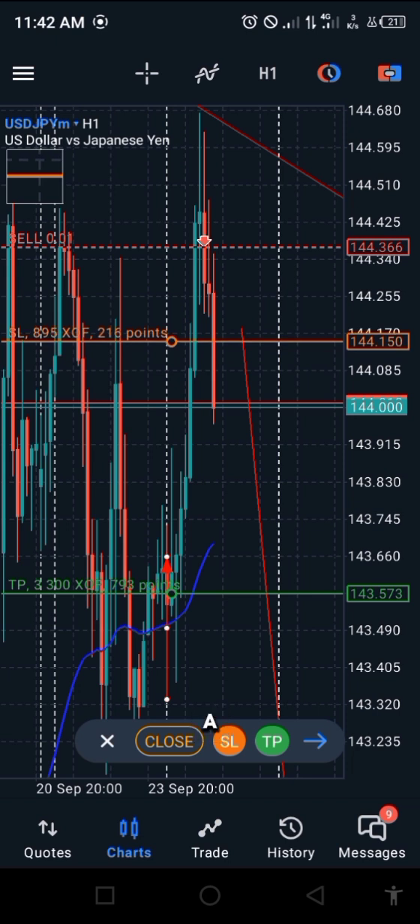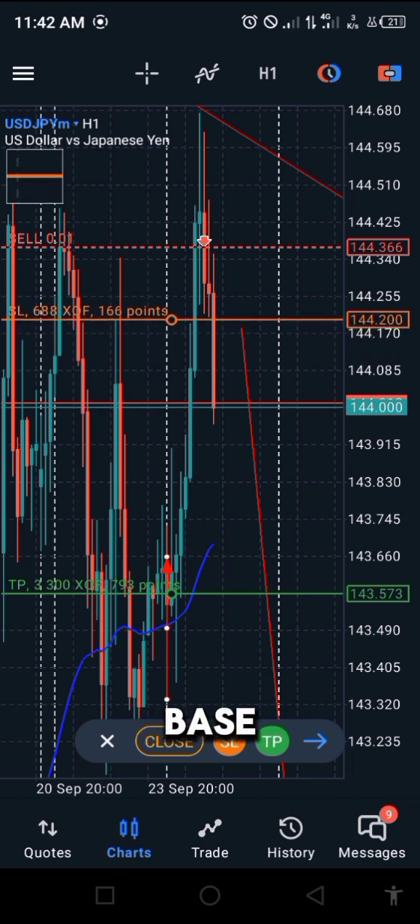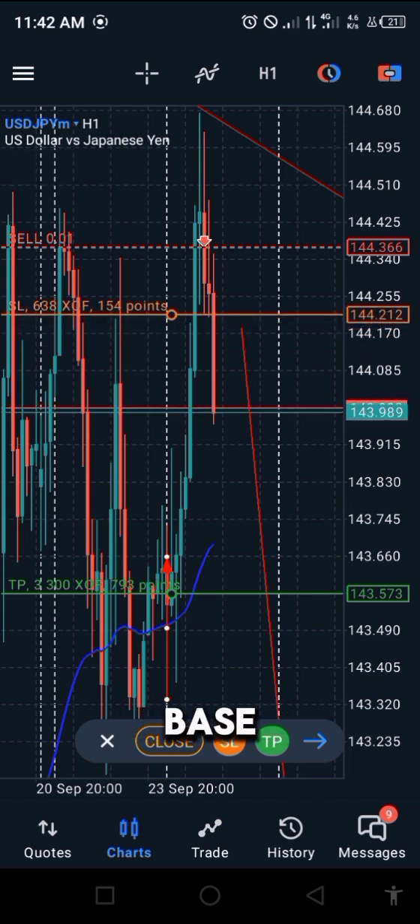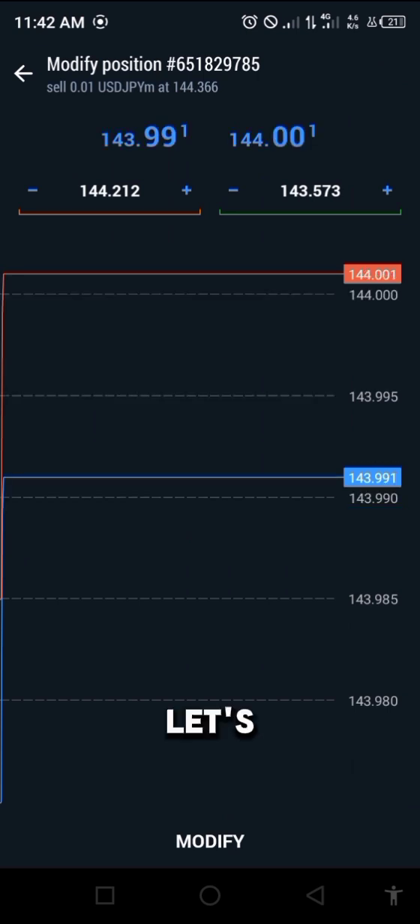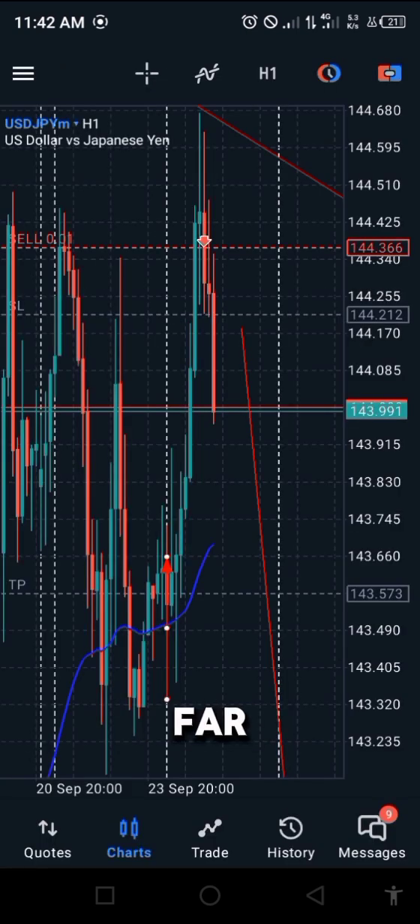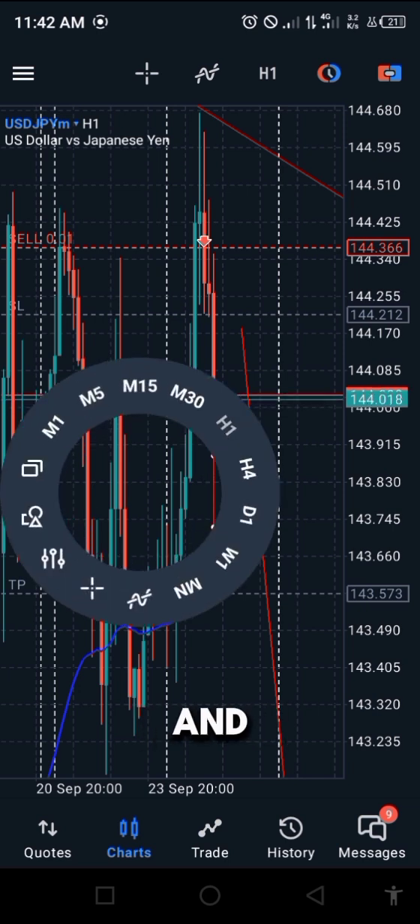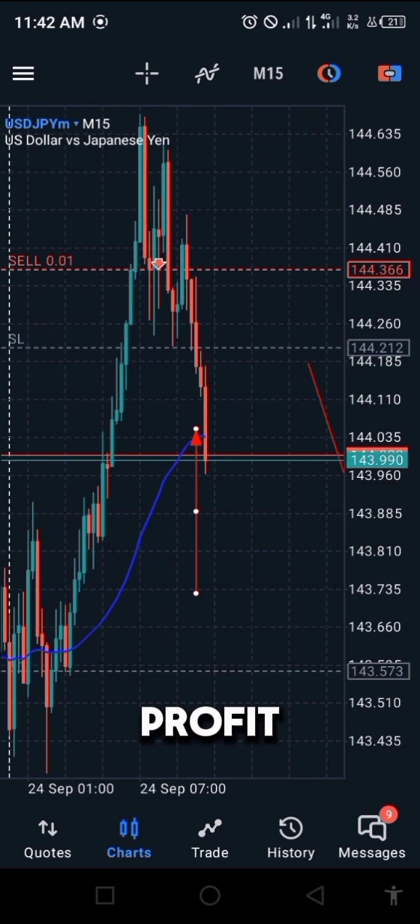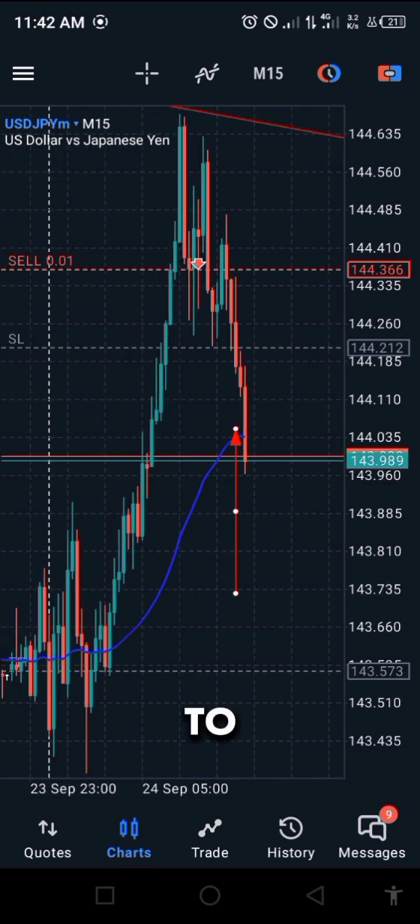A lot of things can happen around that base zone. So let's put our stop loss in profit. We are shifting our stop loss in profit so that no matter what, whether price comes and meets us back, we are still going to be in profit, guys.